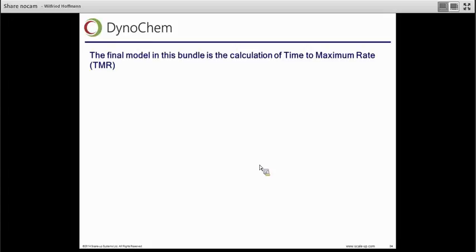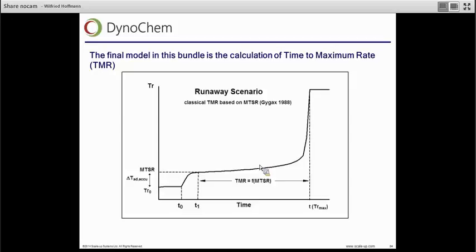The final model in this bundle is the calculation of time to maximum rate. And this is the classical runaway scenario introduced by Gygax in 1988, which is based on MTSR, the maximum temperature of the synthesis reaction. And all this I had captured here in this graph.